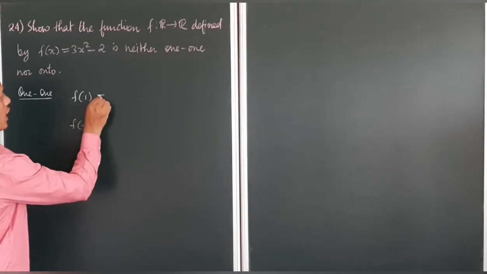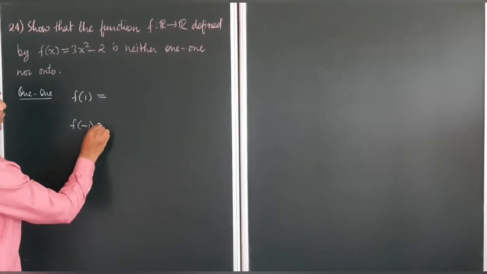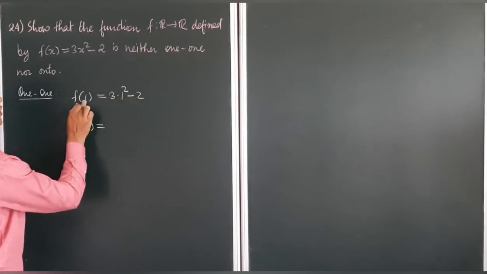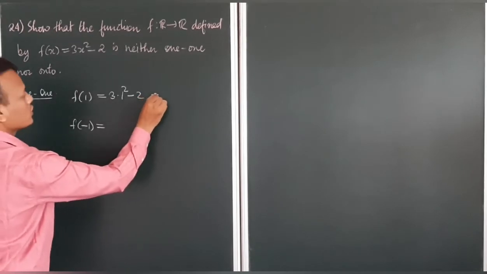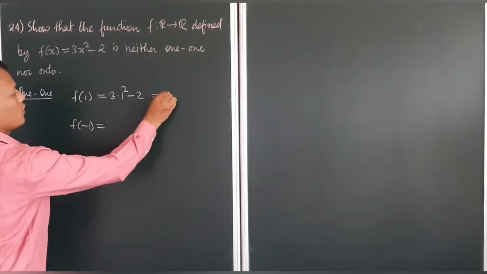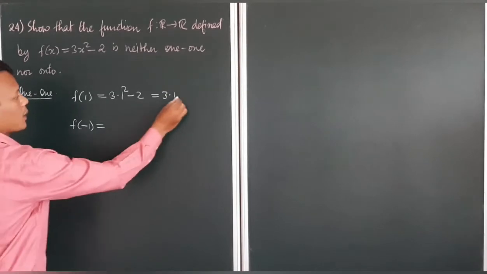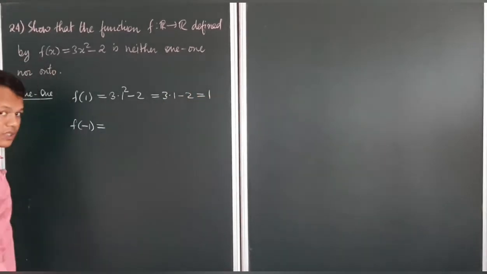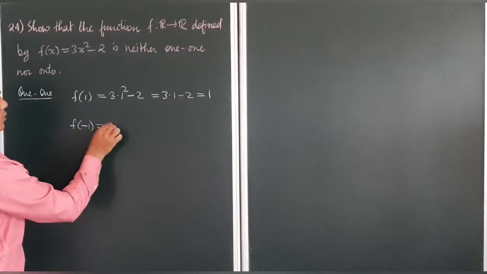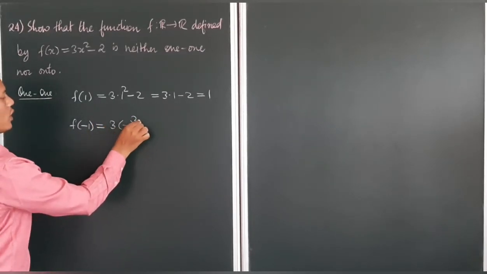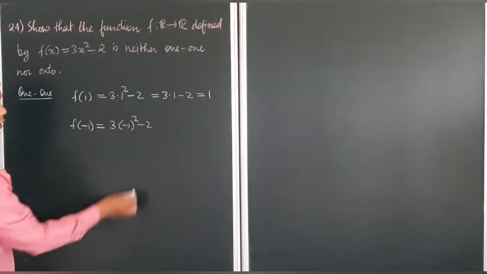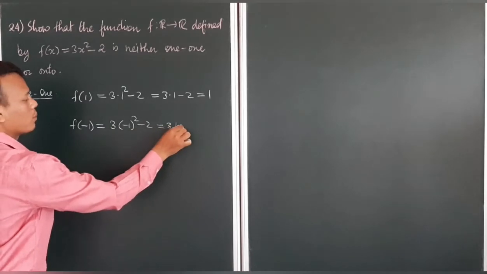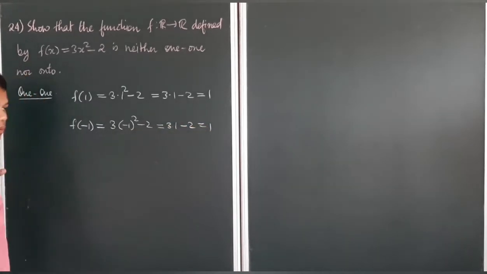If you see here, f(1) will be 3 into 1 square minus 2, isn't it? Instead of x I have written 1. So how much is this? 3 into 1 square is 3, minus 2 is 1. Similarly, f(-1) is 3 into (minus 1) square minus 2. Minus 1 square is 1, so 3 into 1 minus 2, and this is also 1.